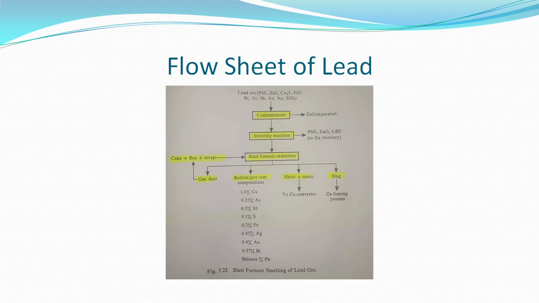So the first process is concentration. In the concentration process, we generally use the froth flotation process, where zinc sulfate is separated. Then the second is the sintering process, where a sinter machine is used, the Dwight-Lloyd process. By the sintering process, lead oxide, zinc oxide and cadmium oxide are removed. At the same time, zinc is recovered.